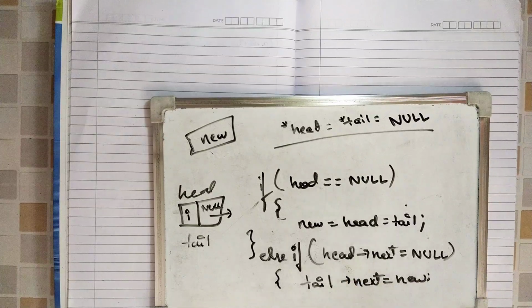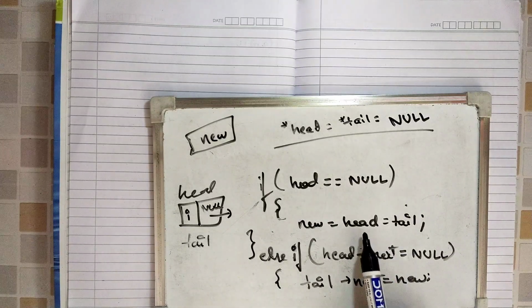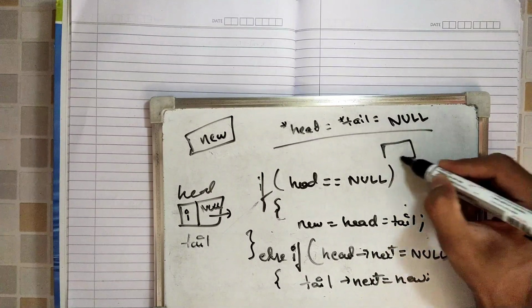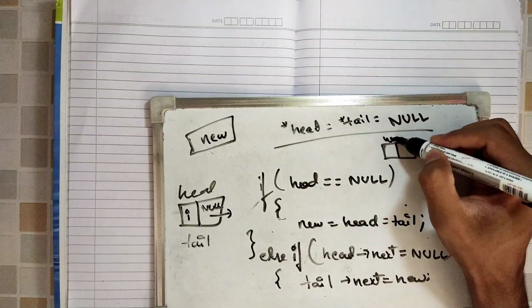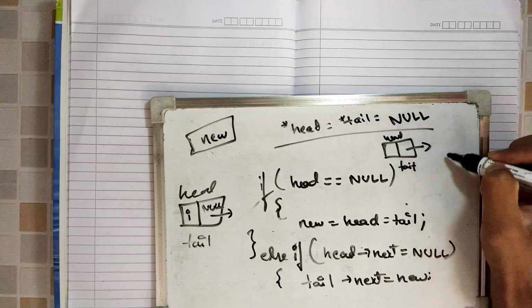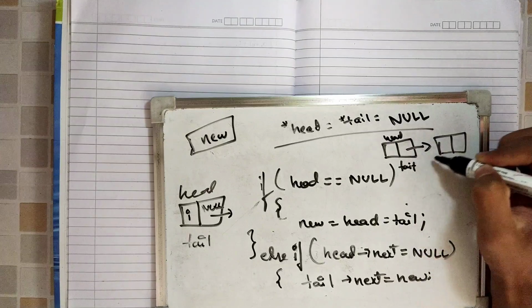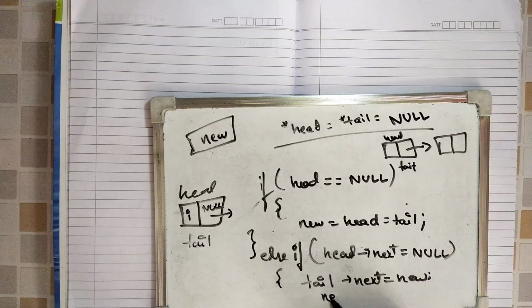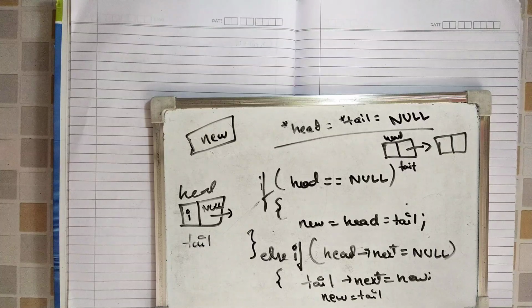This is the best way of understanding a single linked list. Though head and tail are required for a doubly linked list, I am using this in a single linked list. Why? Because see here, this was my list. My head was here and my tail was here. So what I did, tail of next I made as my new node. So tail of next equals to new node. Then new equals to tail I will write.